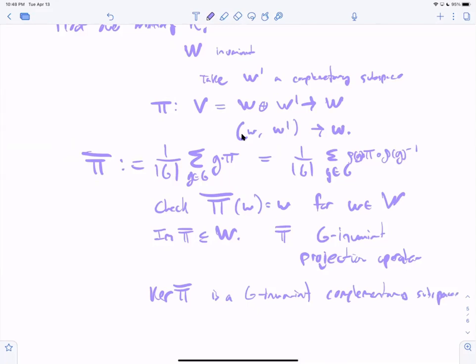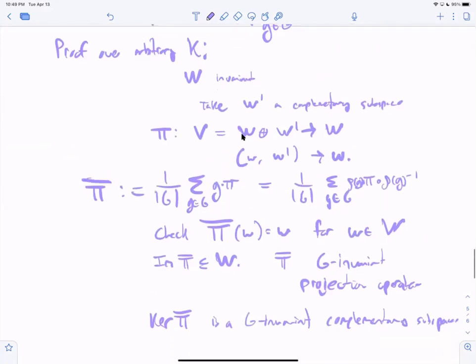And the only thing that we did for this proof was we proved it over an arbitrary K, well, of characteristic coprime to the order of G, and that's because we had to divide by the order of G here. Otherwise, we wouldn't necessarily have a projection operator.